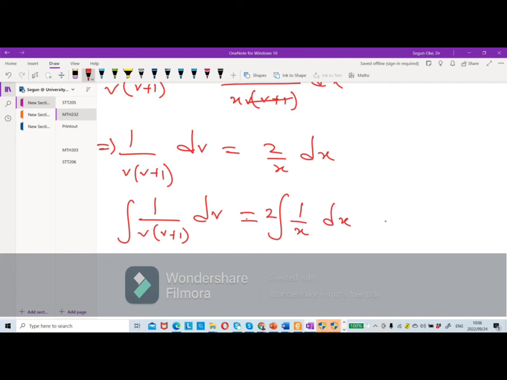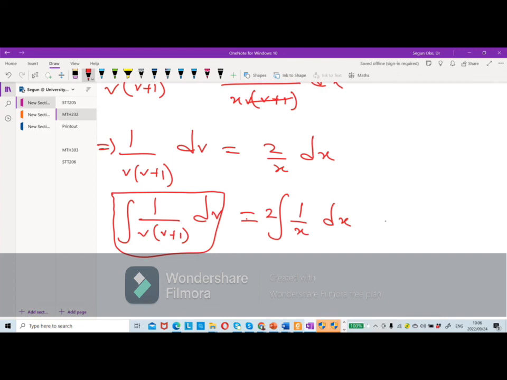I want you to solve this one and send it to me personally. This particular side using partial differential equation after the class. If you don't send it after the class, don't bother to send it again. Learn how to use partial fraction to solve this problem.